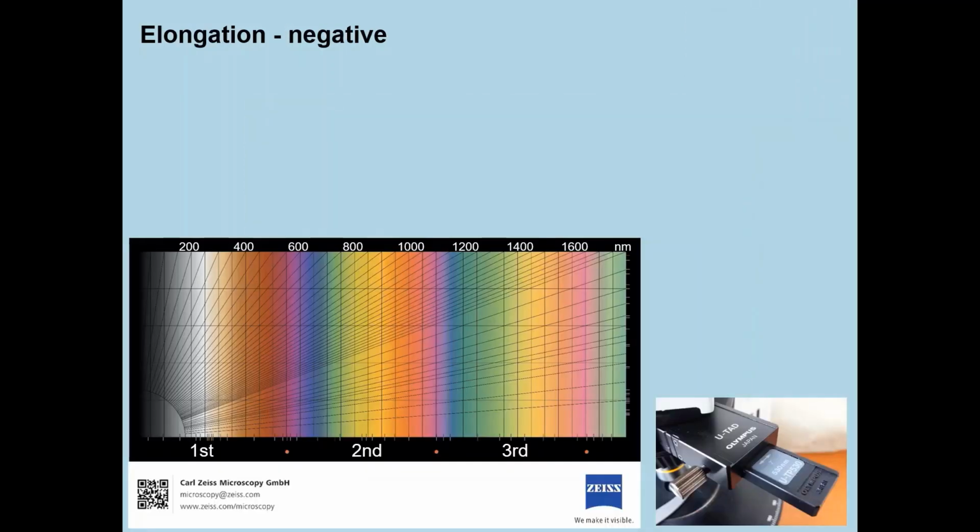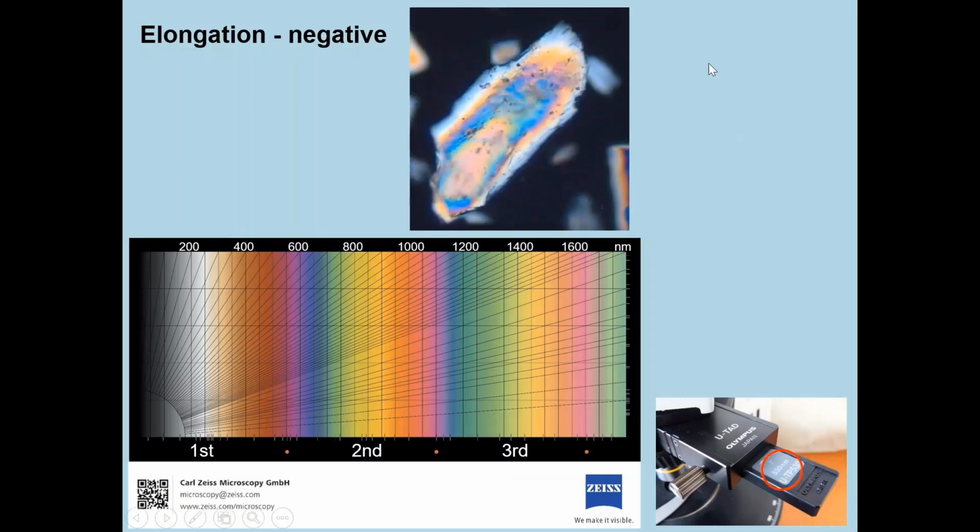The second feature you can observe in elongated minerals is called elongation. It can be either positive or negative. To determine if your mineral has positive or negative elongation, you will need the Michel-Levy color chart and the accessory plate of your microscope, which in my case adds 530 nanometers of optical retardation. Then you rotate your mineral into a northeast-southwest direction.